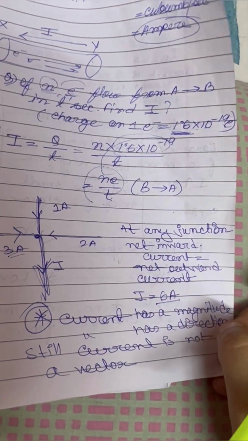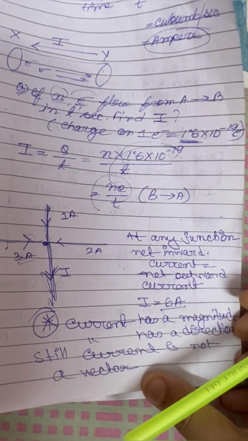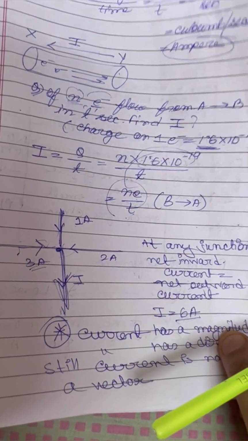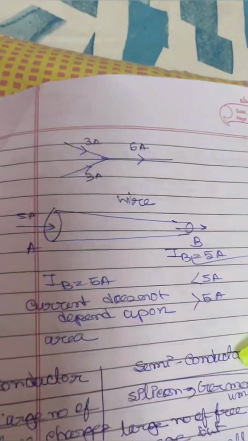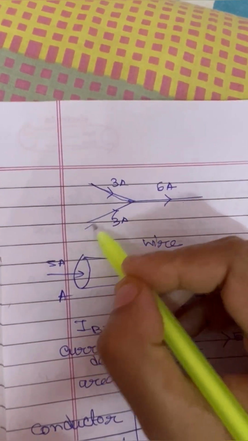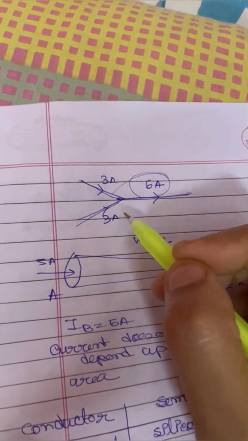Current has a magnitude, current has a direction, still current is not a vector quantity. As I told you, the net inward current is equal to net outward current. So here the inward current is 3 ampere, 3 ampere, so the net outward current will be 6 ampere.